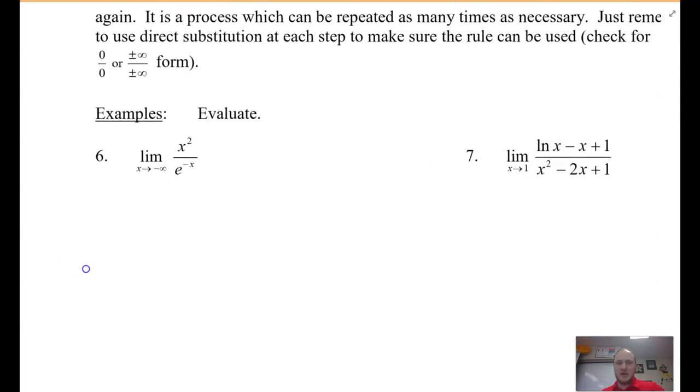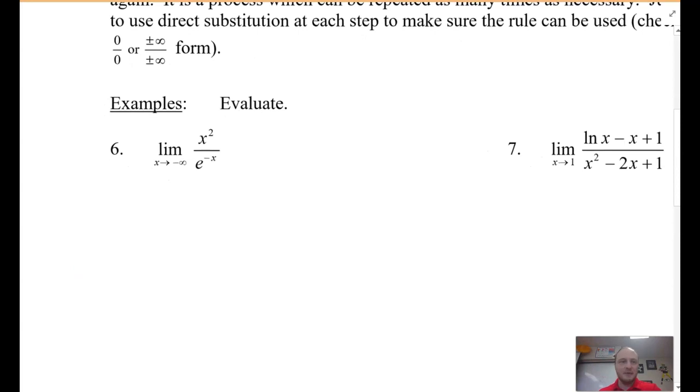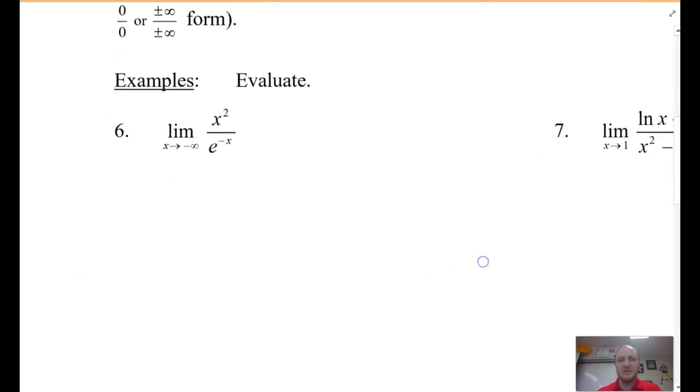So let's go ahead and check out some cases where that's going to happen. I'm going to switch away from the red. I think it's making me super crazy. So what's the limit as x approaches negative infinity of x squared over e to the negative x? Well, if I plug in negative infinity and I square that, that's going to be positive infinity, right? Negative times a negative. And then down here, if I plug in negative infinity, negative, negative, that makes e to the positive infinity, which is positive infinity.